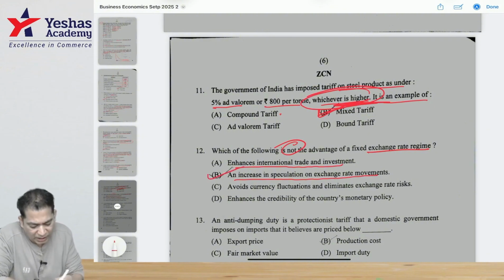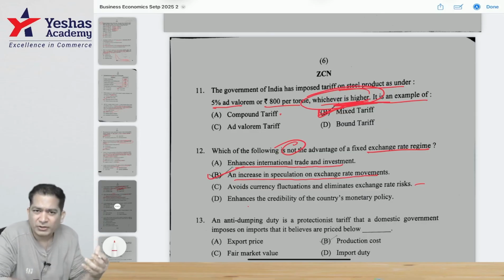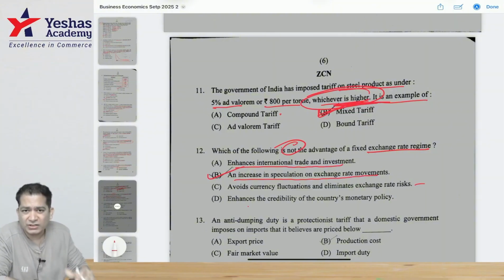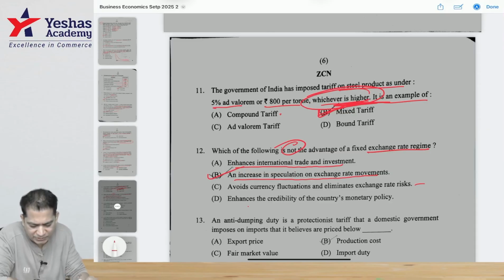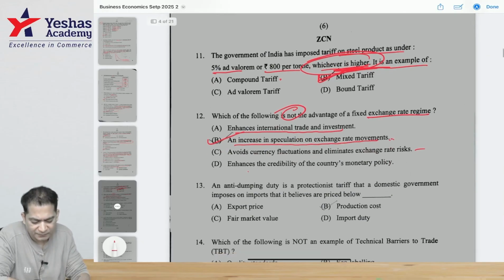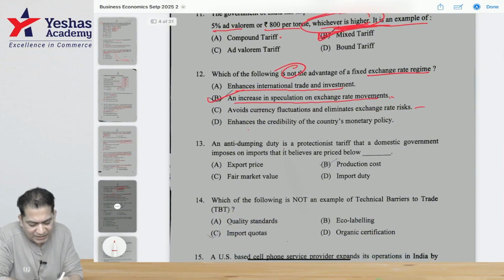So this is one. Avoids currency fluctuation and eliminates exchange rate risk. Yes, this is the advantage. Enhances credibility of country's monetary policy. Yes, because when there is no frequent volatility in the exchange rate, then the monetary policy need not be changed much, because a surge in exports and a surge in imports is not going to happen due to appreciation and depreciation. Right. So increase in speculation on the exchange rate movement does not happen in a fixed exchange rate. The rest happens.